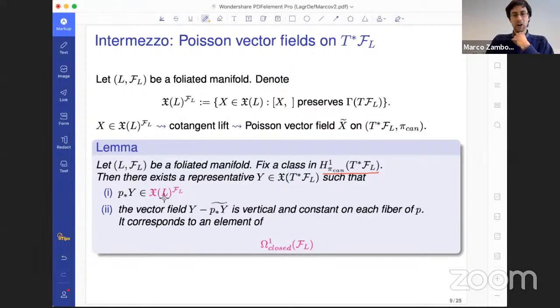First, it's projectable to L. So this is a vector bundle over L. So it's projectable to L, and it gives a vector field on L whose flow preserves the foliation. And second, once you take the lift of this vector field on L and subtract it from your original vector field so that you get a vertical one, it is constant on every fiber and, seen as a differential form, it's closed. So what it gives you is a foliated one form, and it has to be closed with respect to the foliated differential.